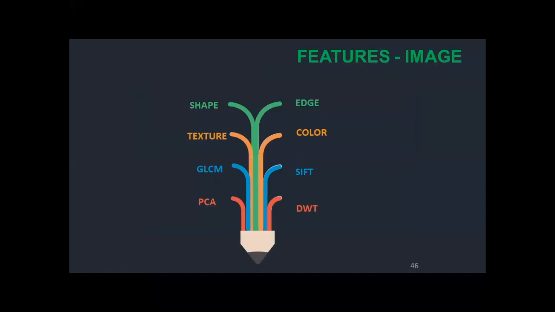Consider an image. If we talk about the image, what type of features can we associate with it? We have edges, we can identify the edges. We can identify the color, the color moments, color histograms. We can apply SIFT, scale invariant feature transform. We can apply the DWT, wavelet transformation. We have shape-based features. We have texture-based features. We have the GLCM, which is a co-occurrence matrix type of feature.